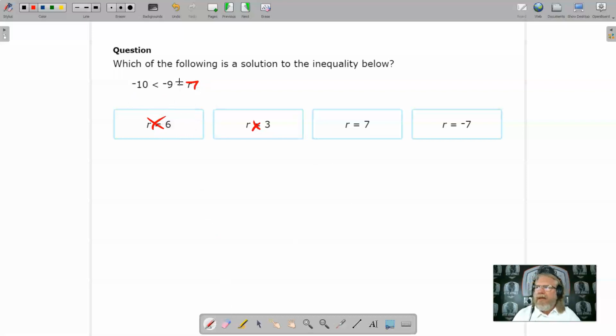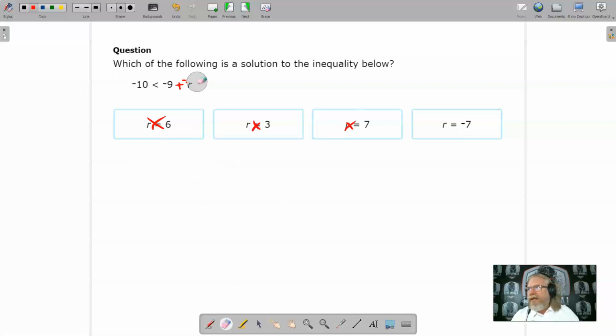So let's make this plus negative 7 instead of minus a positive 7. Make that plus there. So we end up with negative 10 less than negative 9 plus negative 7. It's going to get even more negative, and we end up with negative 16. Is negative 10 less than negative 16? No, negative 10 is actually greater than negative 16.